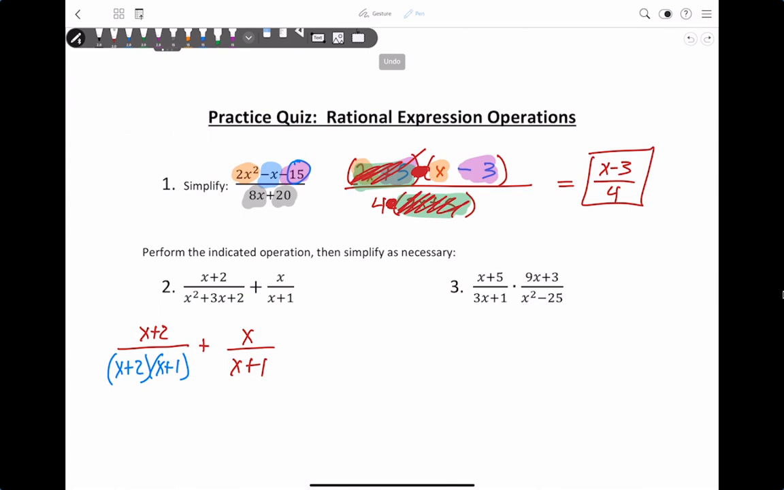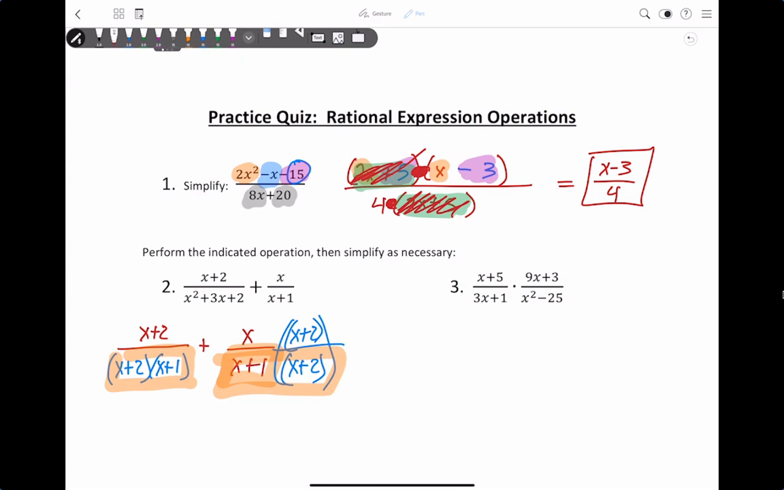Now, here's where we ask ourselves, are these denominators common? Well, they almost are. This second fraction is missing an x plus 2. And I can't just multiply an x plus 2 in the denominator and call it quits and be like, okay, the denominators are common, we're good to go. I can only do that if I multiply by a form of 1. That's the legal move, mathematical move, if you will, that you can do to this x over x plus 1 rational expression. So now I have a common denominator, okay?